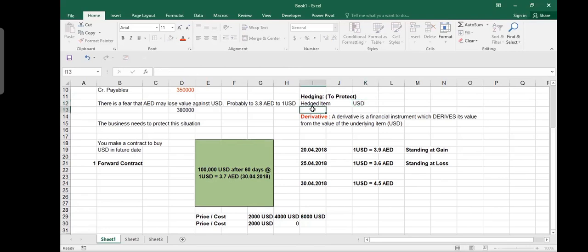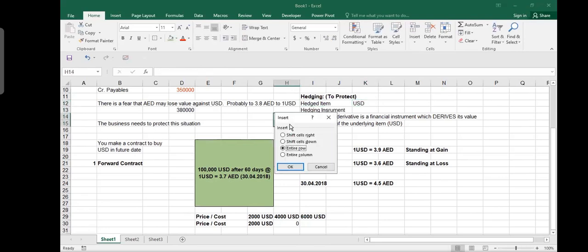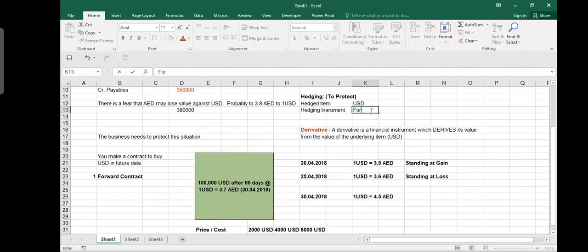What are we trying to protect? USD. And our hedging instrument, the method through which you protect, is that forward contract with me. So with the help of the hedging instrument, which is a forward contract, I protect my hedged item, which is USD. And this is called a derivative.